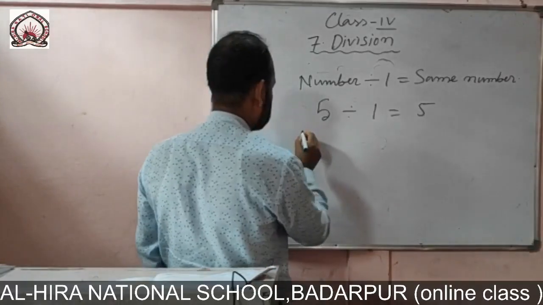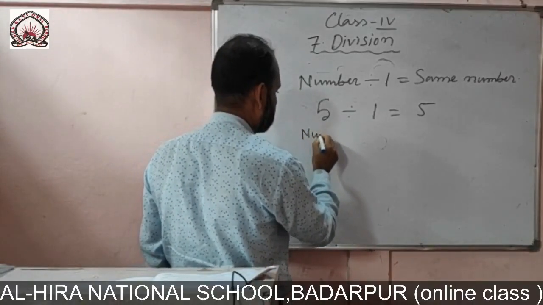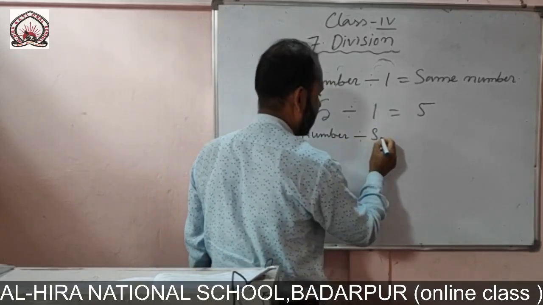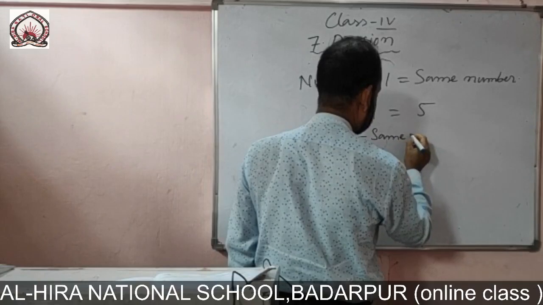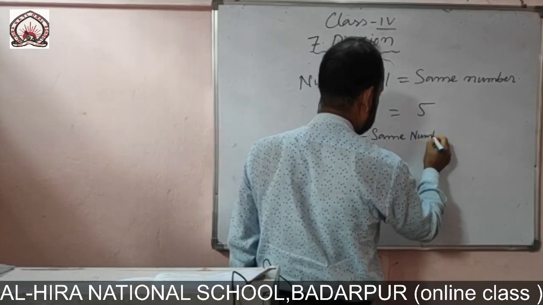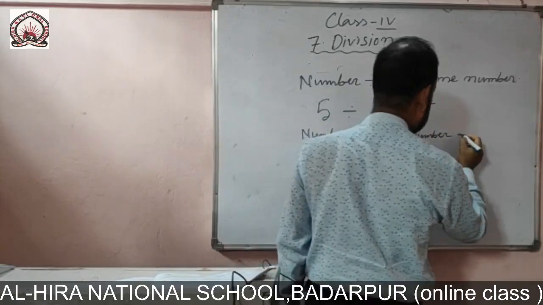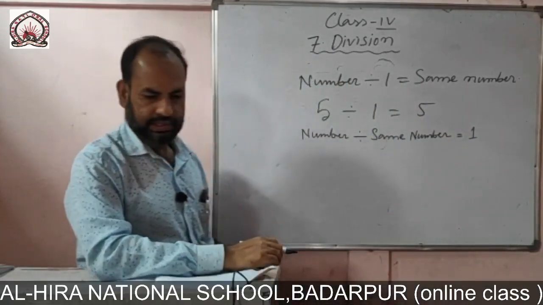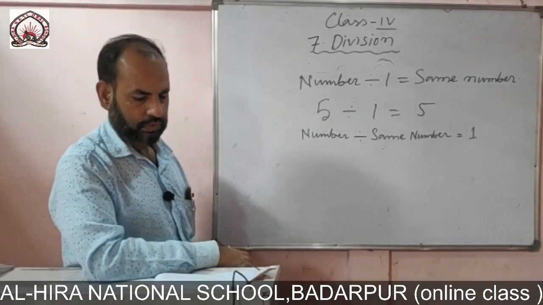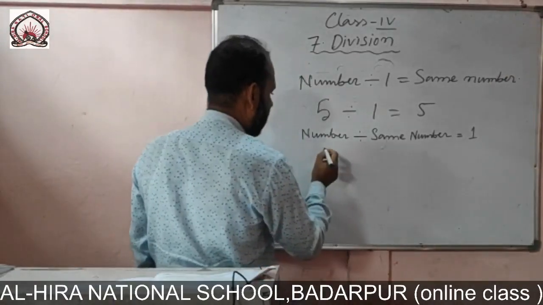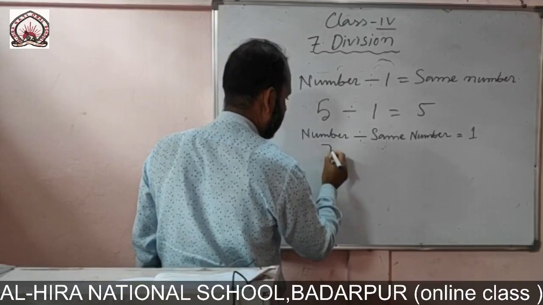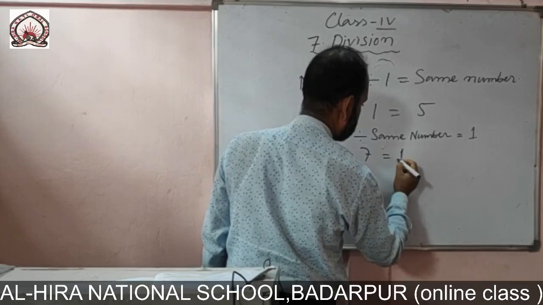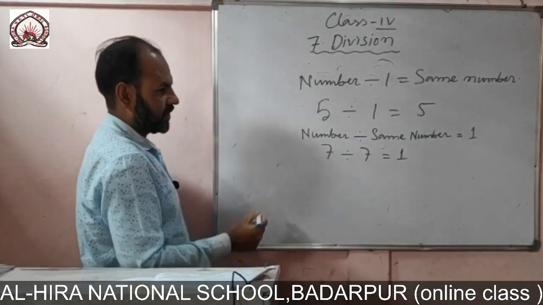Number divide same number equal to 1. Next, if we divide, suppose 7 divide 7, the answer is 1.